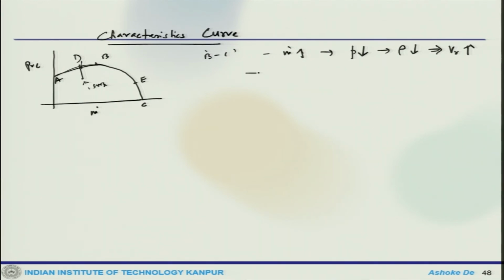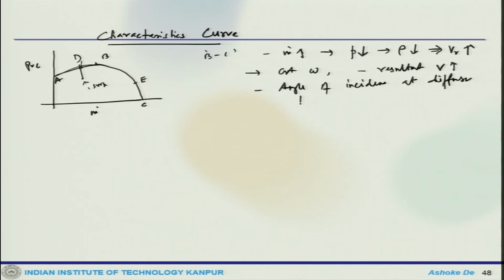For a constant omega, this means the increase in resultant V. So, that goes up. So, the angle of incidence at the diffuser leading edge changes.